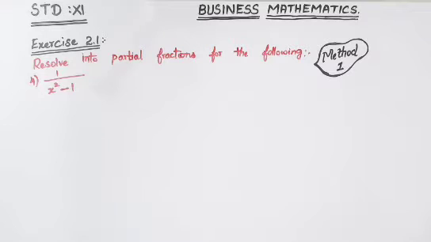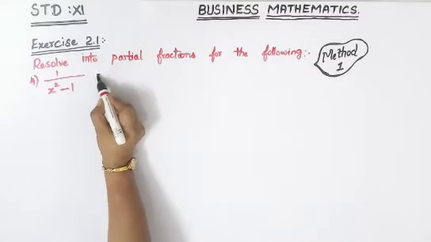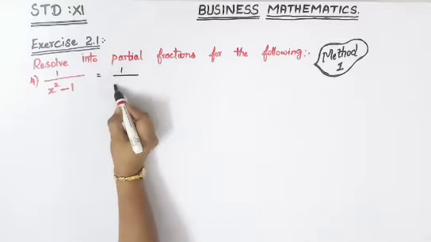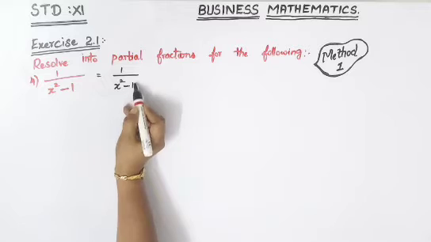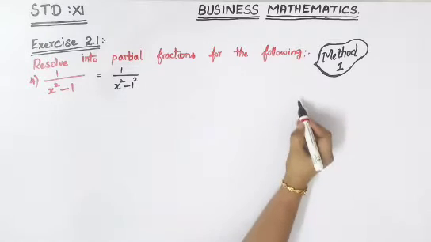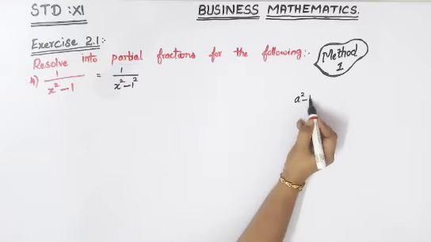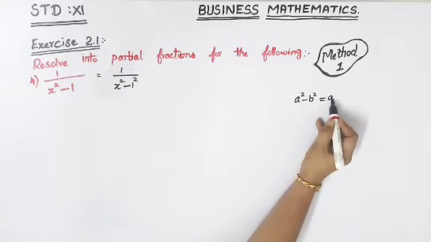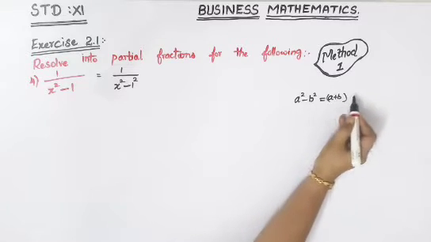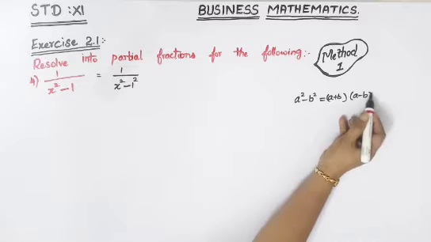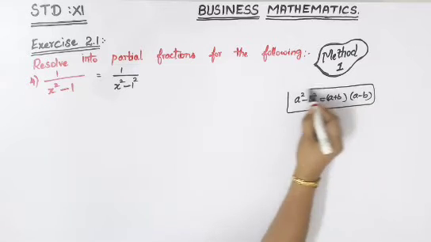Standard 11th Business Mathematics Exercise 2.1. Resolve into partial fractions for the following. Your fourth question, 1 divided by x square minus 1. So we'll just convert it into 1 divided by x square minus 1 square, because we all know this formula, a square minus b square is equal to a plus b into a minus b. You can use this formula because of that alteration done over there.